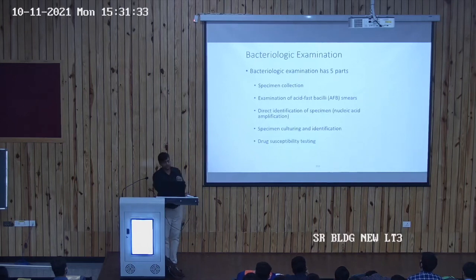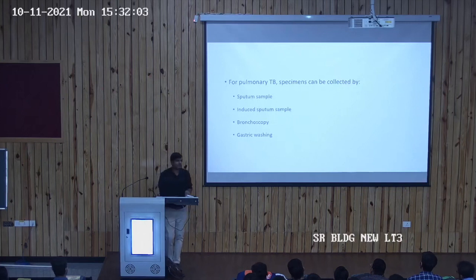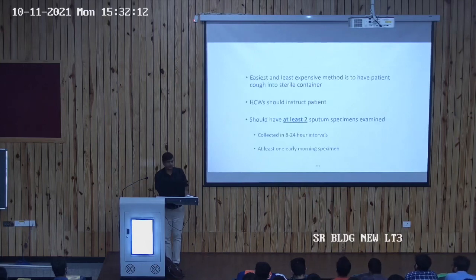Bacteriological examination, from the point of view of microbiology, this is the most important one. So it has 5 parts: specimen collection, examination of AFB smears, direct identification of the specimen, specimen culturing and identification, and drug susceptibility testing. These are the samples which can be collected: sputum, induced sputum, bronchoscopy or gastric washing. Sputum in an adult; induced sputum where a person is having symptoms but is not able to produce a cough; bronchoscopy when you are trying to detect it in the lower respiratory tract; and gastric washing in the case of younger children who cannot expectorate. The easiest and least expensive method is to have the patient cough into a sterile container.